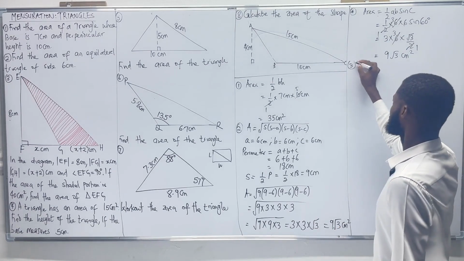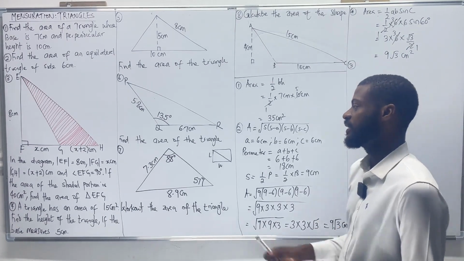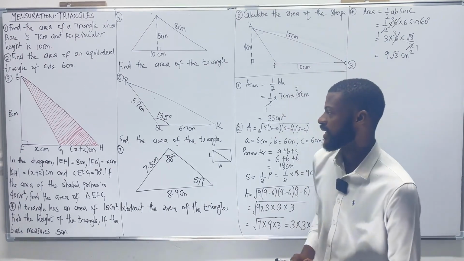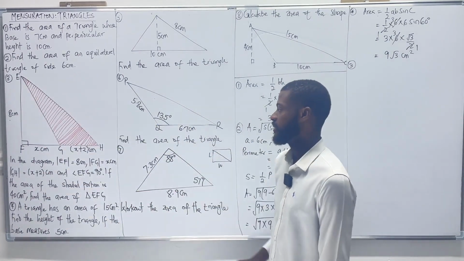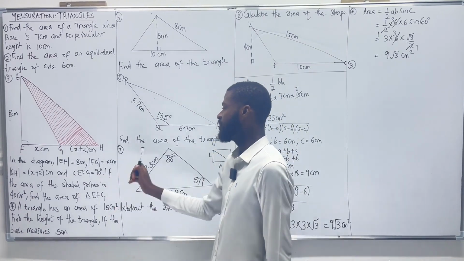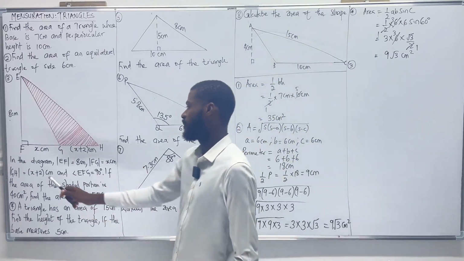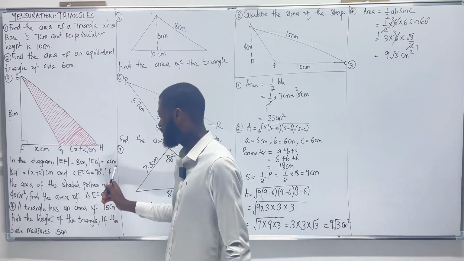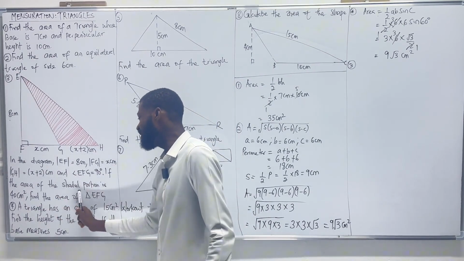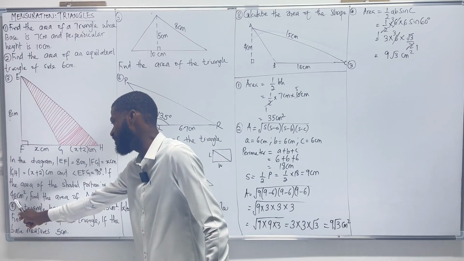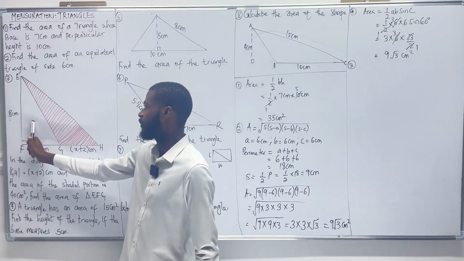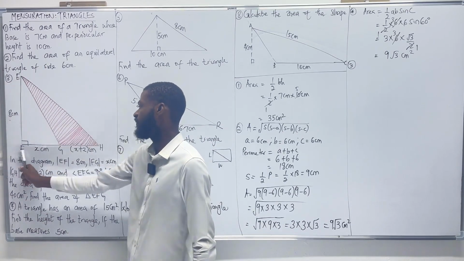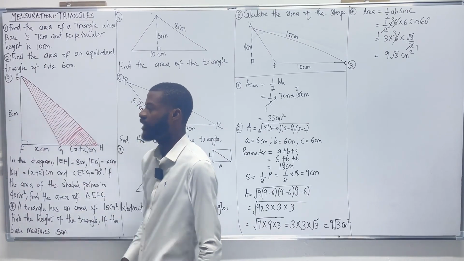So question 3. Question 3 says in the diagram, EF is 8 centimeters. So this is EF. It's 8 centimeters. FG is X centimeters. Then this is GH and this is whatever. It says if the area of the shaded portion is 40 centimeters square, find the area of triangle EFG. So this triangle here that is not shaded is EFG.